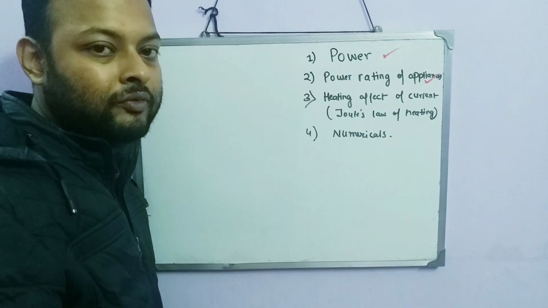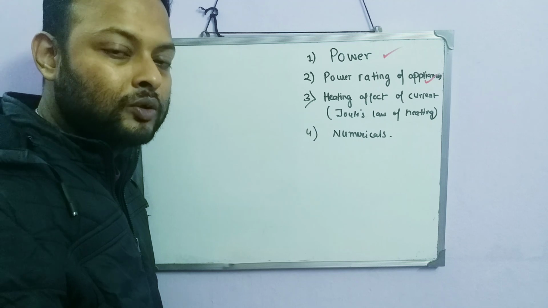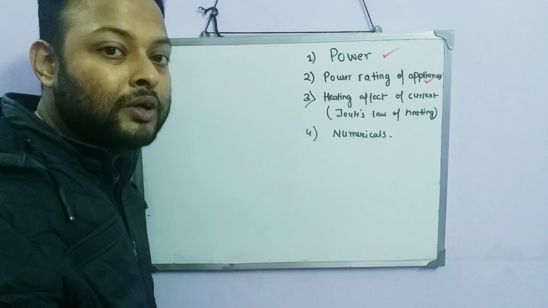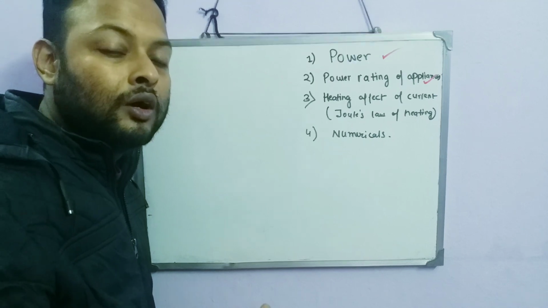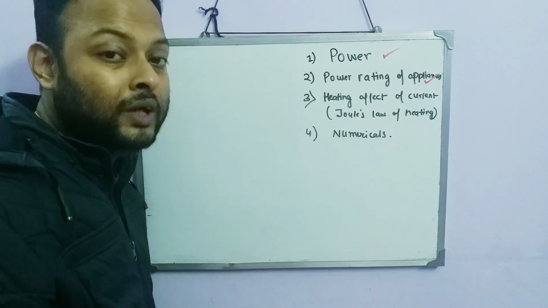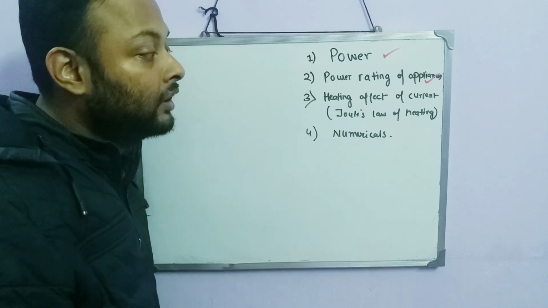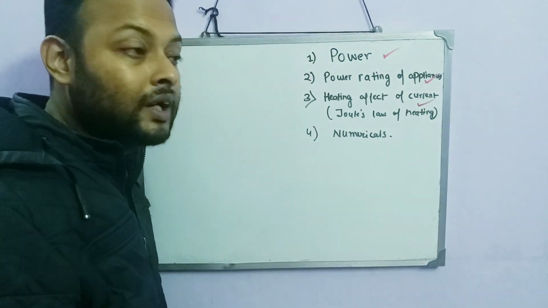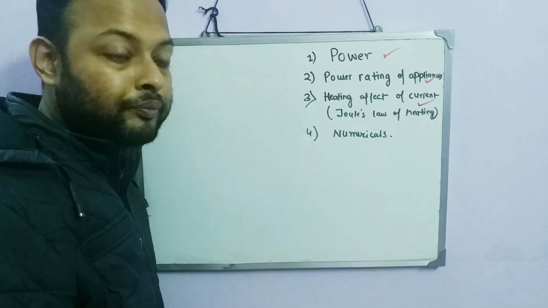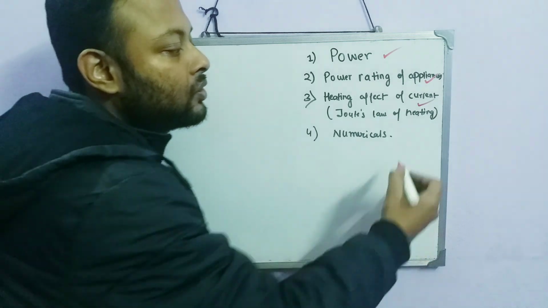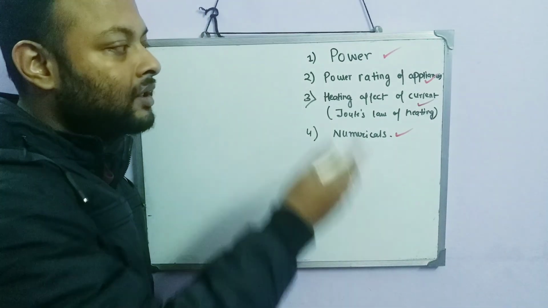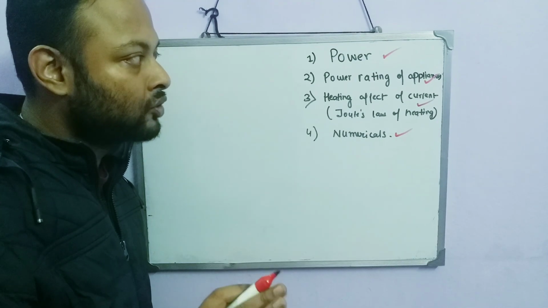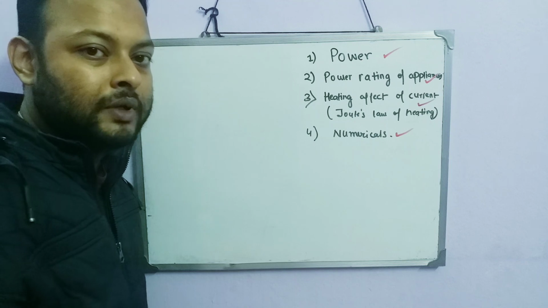Every appliance, suppose you take a bulb, you will see two things written on it: 100 watt, 220 volt. What does that mean, and what more values can we get from that? We will discuss that. Then we will discuss the last topic, which is the heating effect of current, also called Joule's law of heating. At last we will discuss one or two numericals related to the three concepts, so that you understand this topic clearly. So let's begin this chapter.